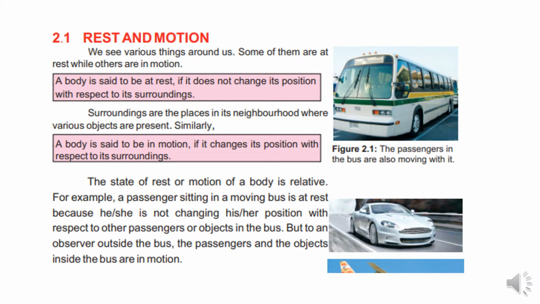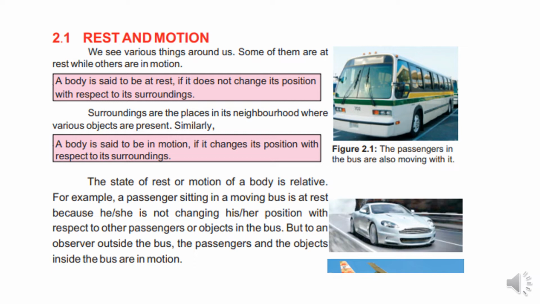Rest and motion. The first topic is rest and motion. So we see various things around us in our environment. Some of them are at rest while some are in motion. So what is the difference between rest and motion? A body is said to be at rest if it does not change its position with respect to its surrounding.